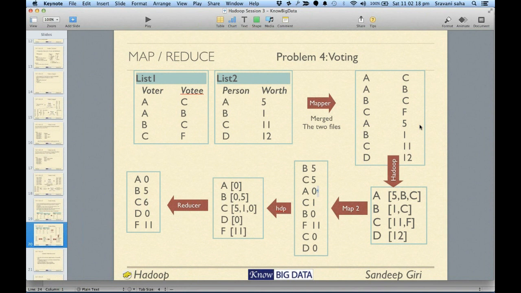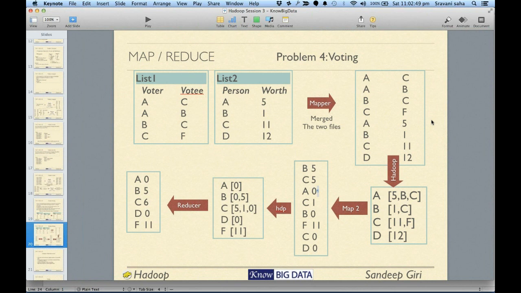Okay. The problem would be if the worth of the voter depended on whom he's voting for. Okay. The worth of the voter. Yeah. That would actually be a complex problem, Sanjay.